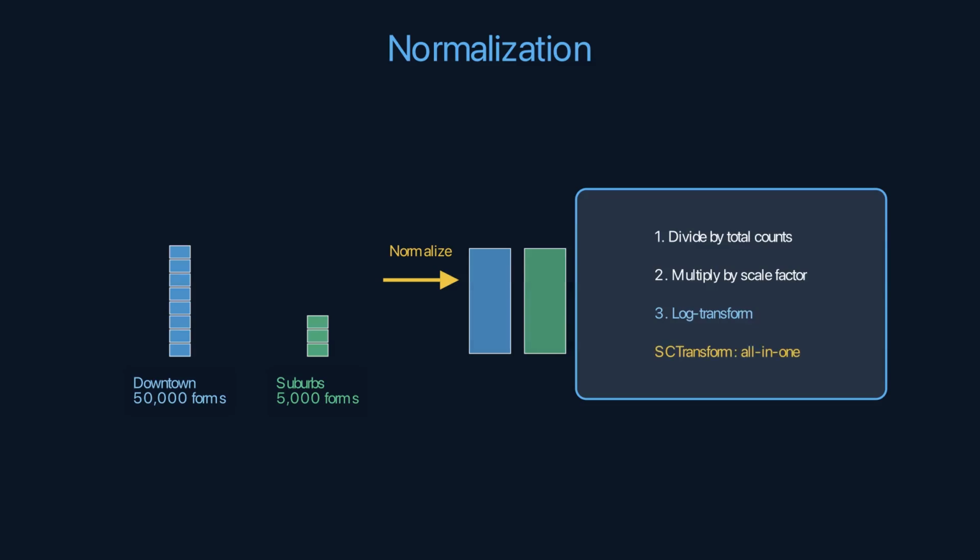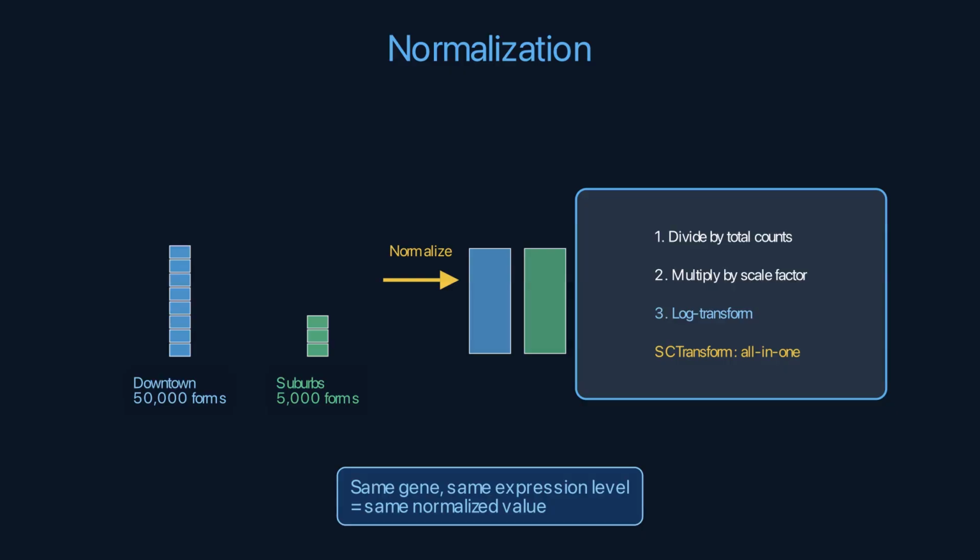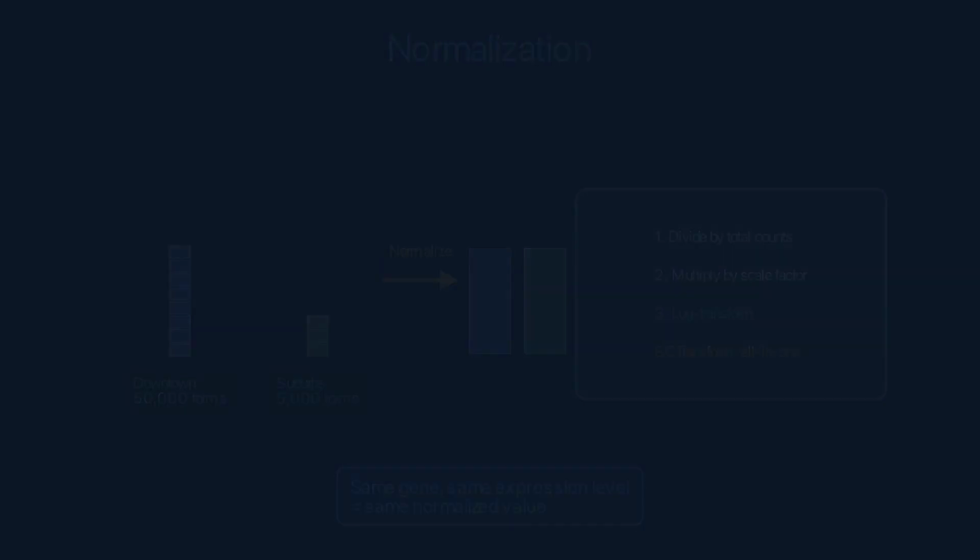Log transformation compresses the dynamic range. Genes expressed at 1000 and genes expressed at 10 are treated more equally. SCTransform does normalization and variance stabilization in one step.